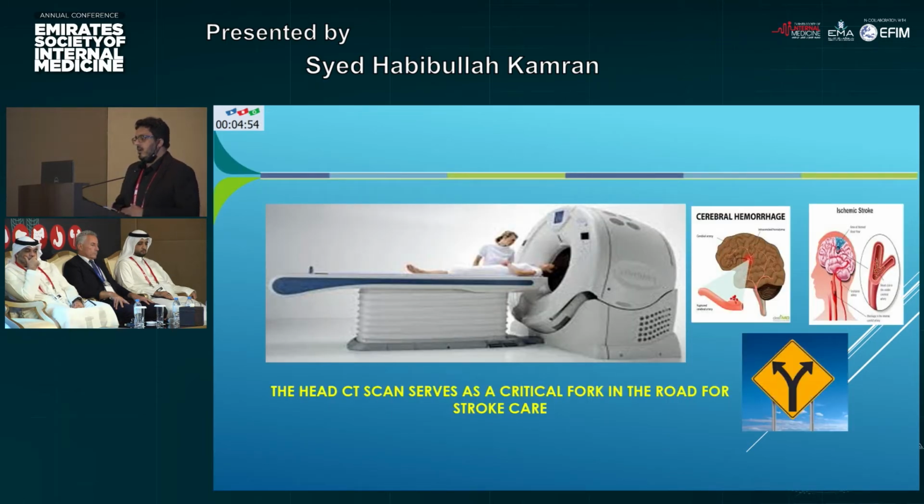So after taking all this history and initial blood labs, and you insert the cannula, if the patient came within the 4.5 hours, immediately the patient will be rushed into the CT scan. At the same time, we need to do both non-contrast CT and CT angio. Why both? Because CT will exclude the hemorrhage and CT angio will tell us the size of the clot. Because if the size of the clot is big, then we need to go for mechanical thrombectomy.